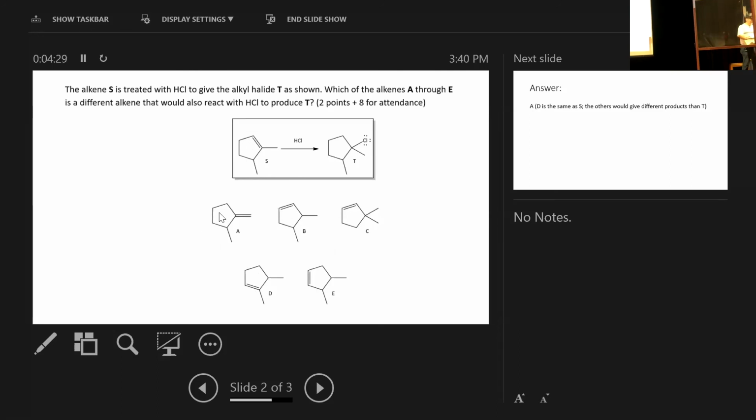And in fact, A would give the same major product if you treated it with HCl. The Cl would go on the more substituted carbon, the one with fewer H's directly attached, and the H on the carbon with more H's directly attached. So I think the best answer is A. Let's see what you guys thought. Good, that was the major answer.